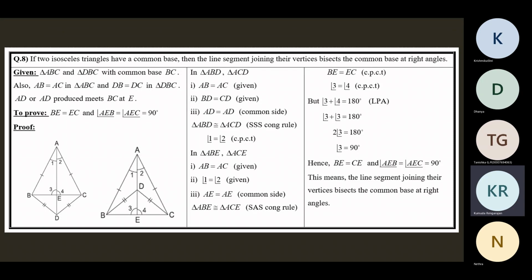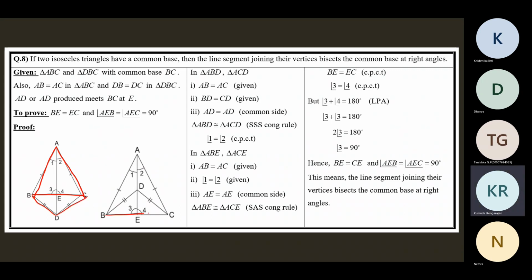So we have a little more to complete congruent triangles. So this one: if two isosceles triangles have a common base. So what do you see here? The common base is BC. And these are the two isosceles triangles, ABC and DBC.